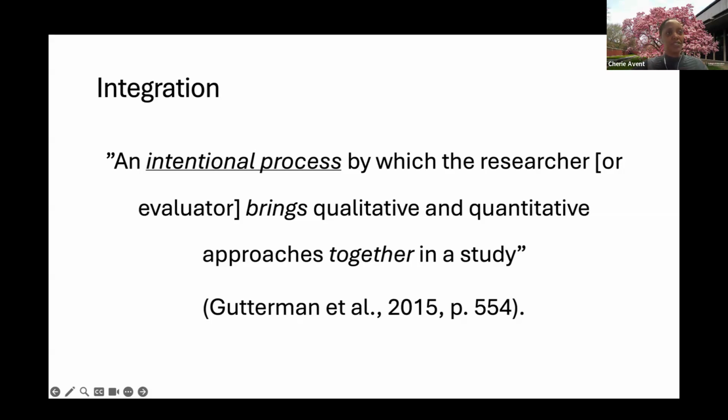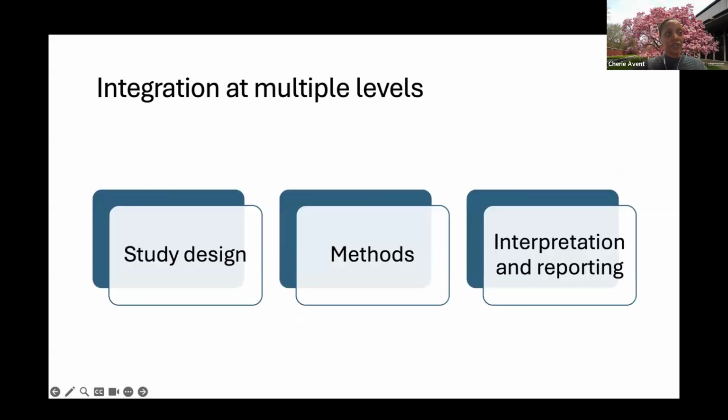So many scholars indicate that integration can happen at multiple levels. They say it happens at the study design level, at the methods level, and at the interpretation and reporting level. Today, I'm going to focus on the methods level, but I'll just highlight a little bit about the other two. So at the study design level, it is identifying what your design type is. Are you doing an explanatory design, an exploratory design, a convergent design, even a nested design, right?